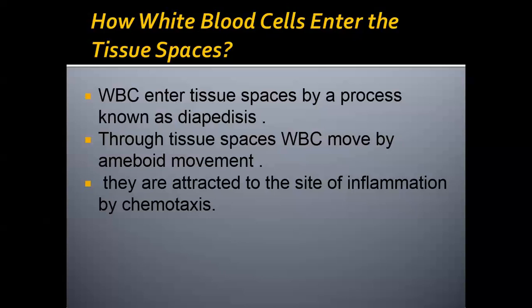Now, the white blood cells are inside the circulation. The invading bacteria or the pathogen is inside the tissue. How are the white blood cells going to leave the circulation and enter the tissue spaces? The process where the white blood cells enter the tissue spaces is known as diapedesis. Diapedesis.